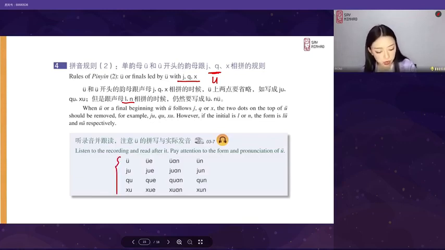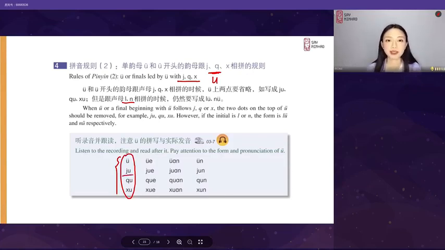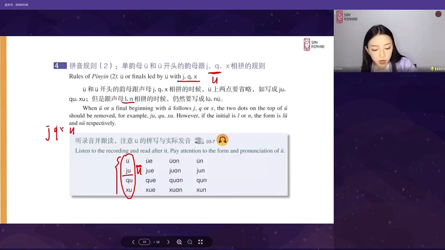You can see the first line here is the yu line. So first, listen to me. What I pronounce is ju. Although it looks like u, I pronounced ju, right? That's because when yu is after j, q, x, the two dots are removed. Some of you might ask, what if j, q, x is followed by u? Then I will tell you, this will never happen. u will never be after j, q, x, okay? There will be only yu. So don't worry about this. u will never be after them.